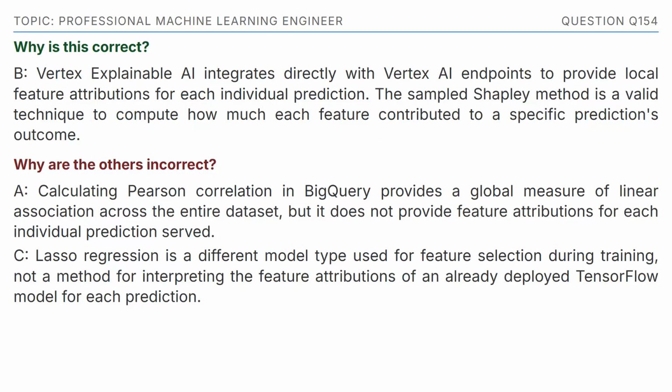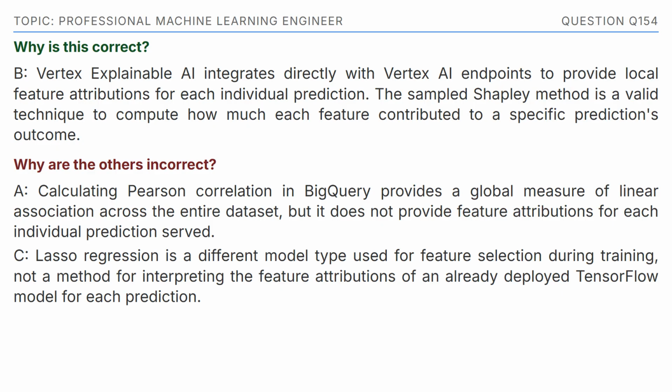Why is this correct? Vertex Explainable AI integrates directly with Vertex AI endpoints to provide local feature attributions for each individual prediction. The sampled Shapley method is a valid technique to compute how much each feature contributed to a specific prediction's outcome. Why are the others incorrect?